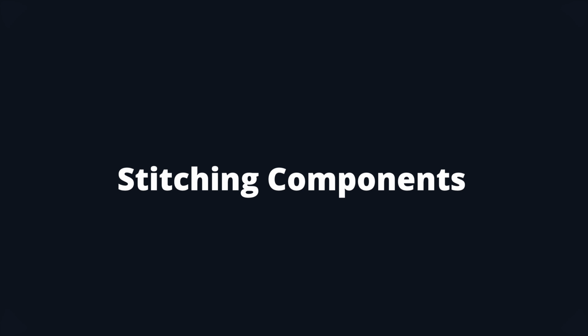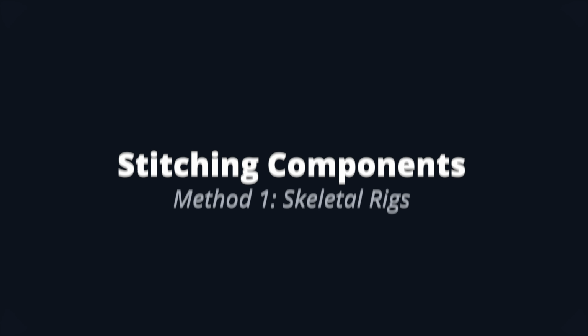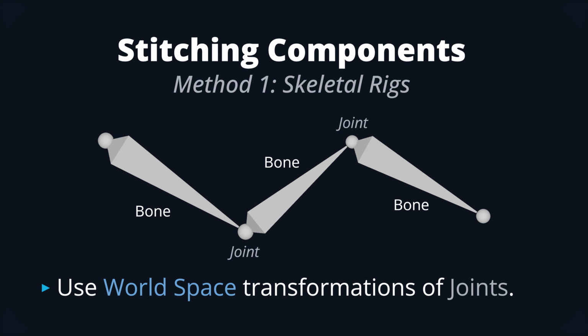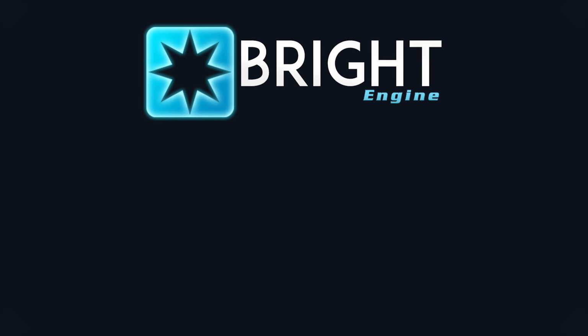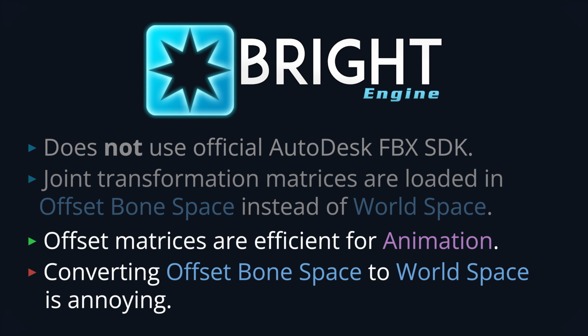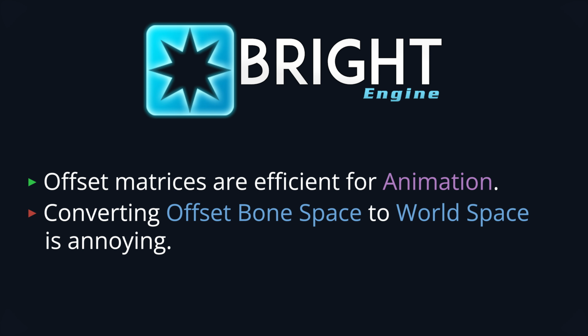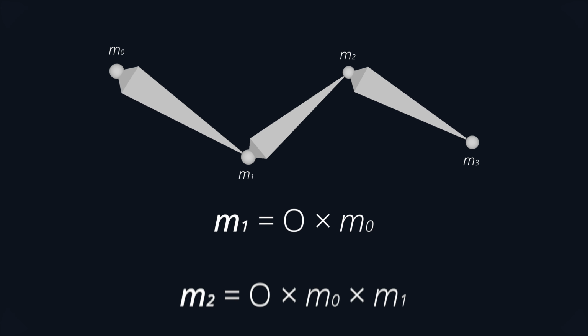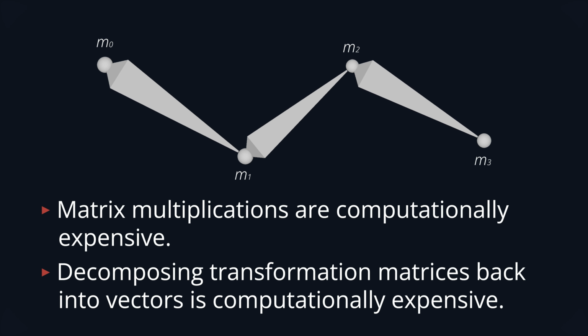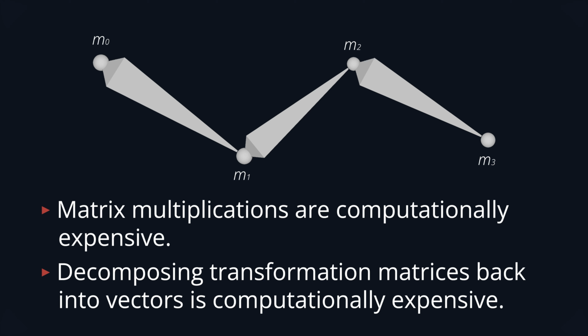The last step in the generation stage is to stitch all the individual component models together. My initial tactic was to use skeletal rigs. Unfortunately, this quickly proved problematic. The Bright Engine SDK uses a reverse-engineered FBX importing system rather than the official Autodesk one. As such, it only loads a bone's transformation matrix as an offset from its parent. But for PlantLife, that's less than ideal. It's possible to calculate the world space transformations by stepping through the skeletal rig and multiplying the offset matrices one by one. However, this isn't particularly efficient and can lead to a confusing mess.